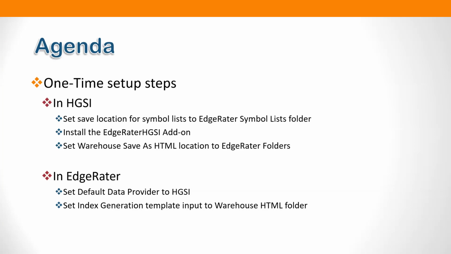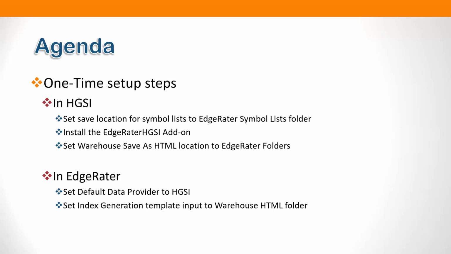And you need to have the default data provider set to HGSI in order for EdgeRater to pick up those symbols. And then the next step is set your index generation template input to the warehouse HTML folder, the thing I talked about before. So I'll show you exactly how to do that. And it might not make a lot of sense to you right now, but when we go through it, it will become much clearer.